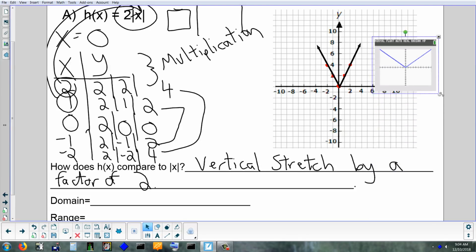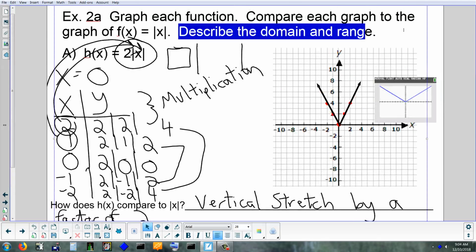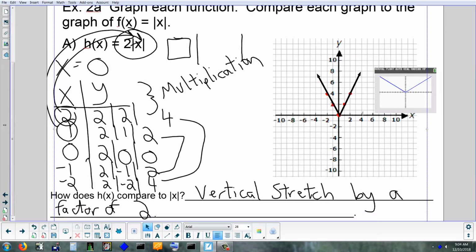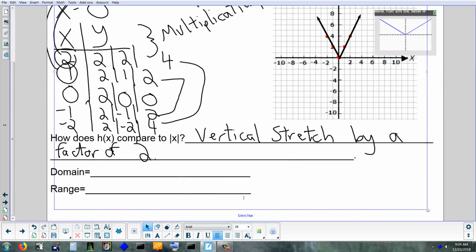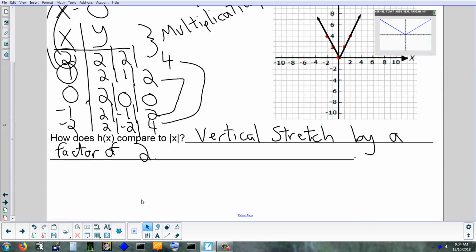Remember, if it's plus or minus on the inside, it's going to go left to right, so you can just say shift left 2 units. If it's outside, you can say shift down 3 units. When it's stretching vertically or horizontally, you have to say by a factor of. All right? And like I think Ellie just said, for your domain, all real numbers.